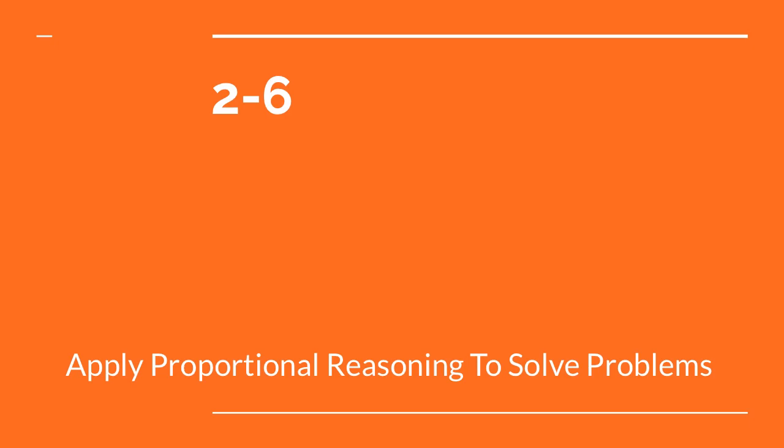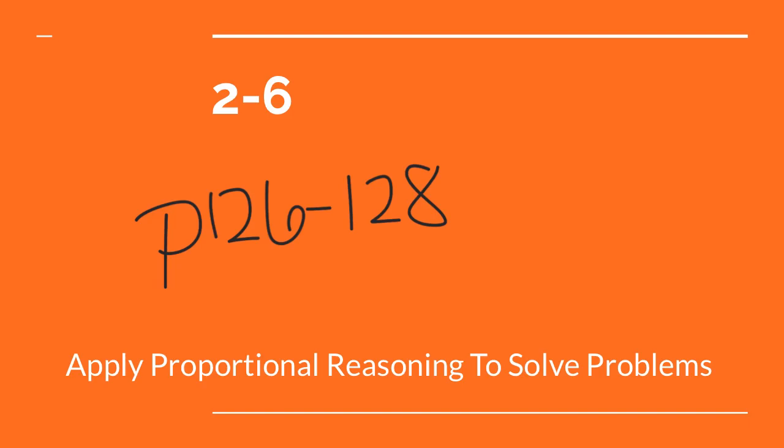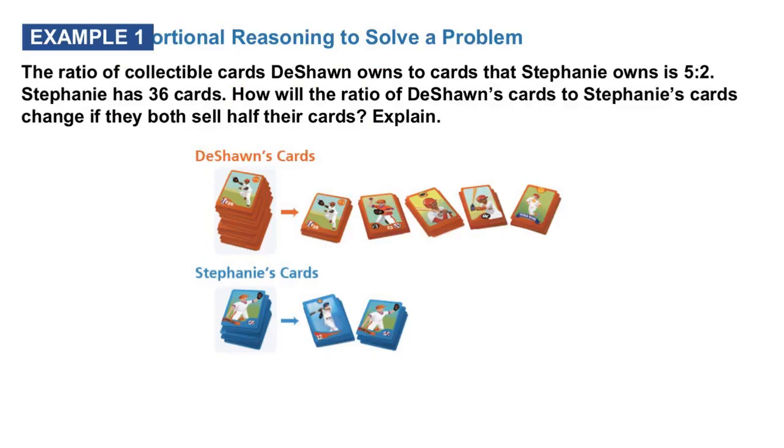Today's lesson is 2-6, Apply Proportional Reasoning to Problem Solving. You will be working in your workbooks on pages 126 to 128. At the top of page 126, you will see example number 1.